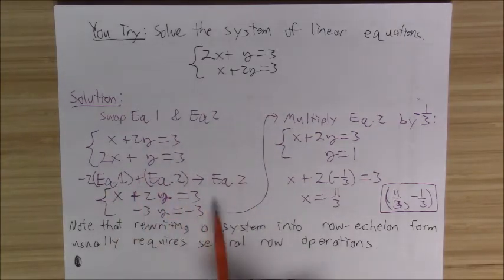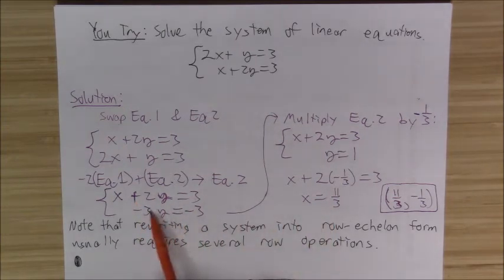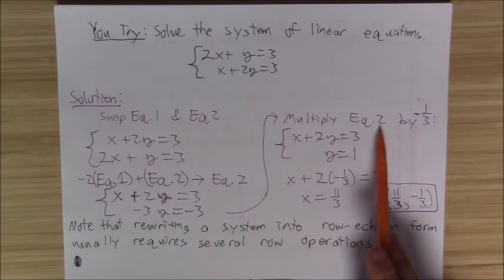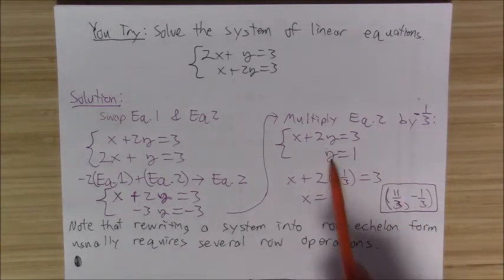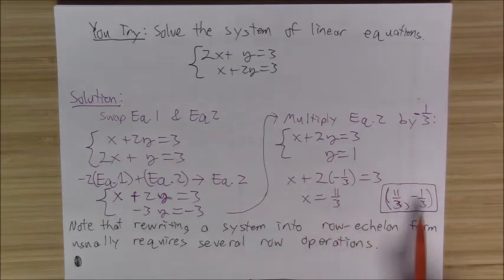And this is how I'll typically write it in the future. Now that I have this, I know that I can multiply by -1/3, so I'll multiply equation 2 by -1/3 to get y equals 1. Now I have it in row echelon form, so I can back substitute to solve. And yes, in case you're wondering, I did check that both of these solutions work.